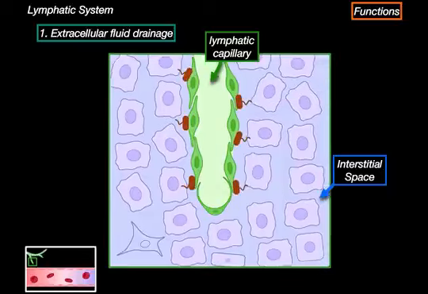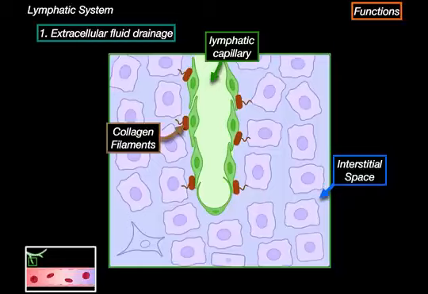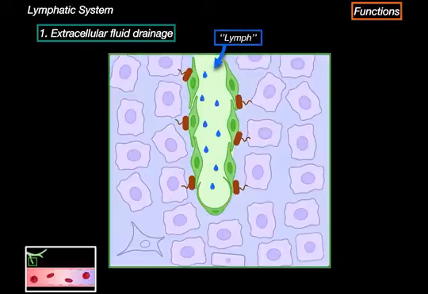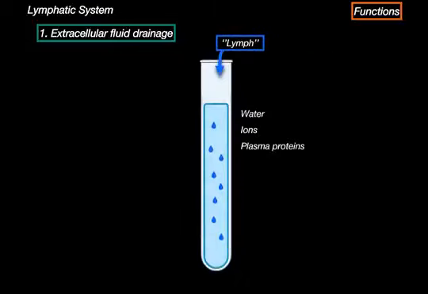To help maintain their structure, lymphatic capillaries are anchored to the surrounding tissue by collagen filaments. These anchoring filaments prevent the walls from collapsing when the interstitial pressure changes, allowing the capillaries to remain open and functional. The fluid that enters the lymphatic system is called lymph. In most tissue, lymph is very similar to interstitial fluid, consisting mainly of water, dissolved ions, and a small amount of plasma proteins that have escaped from the blood capillaries.